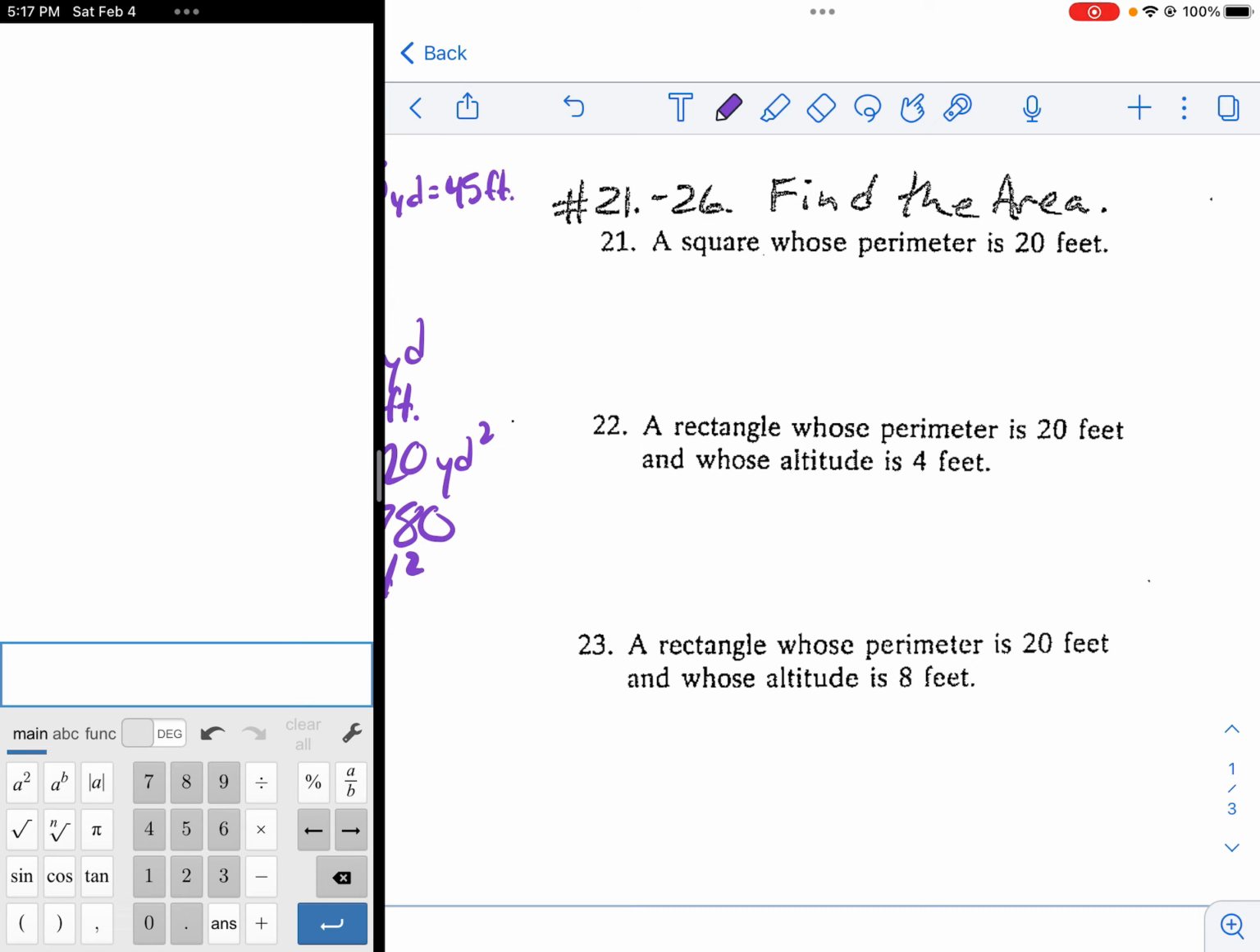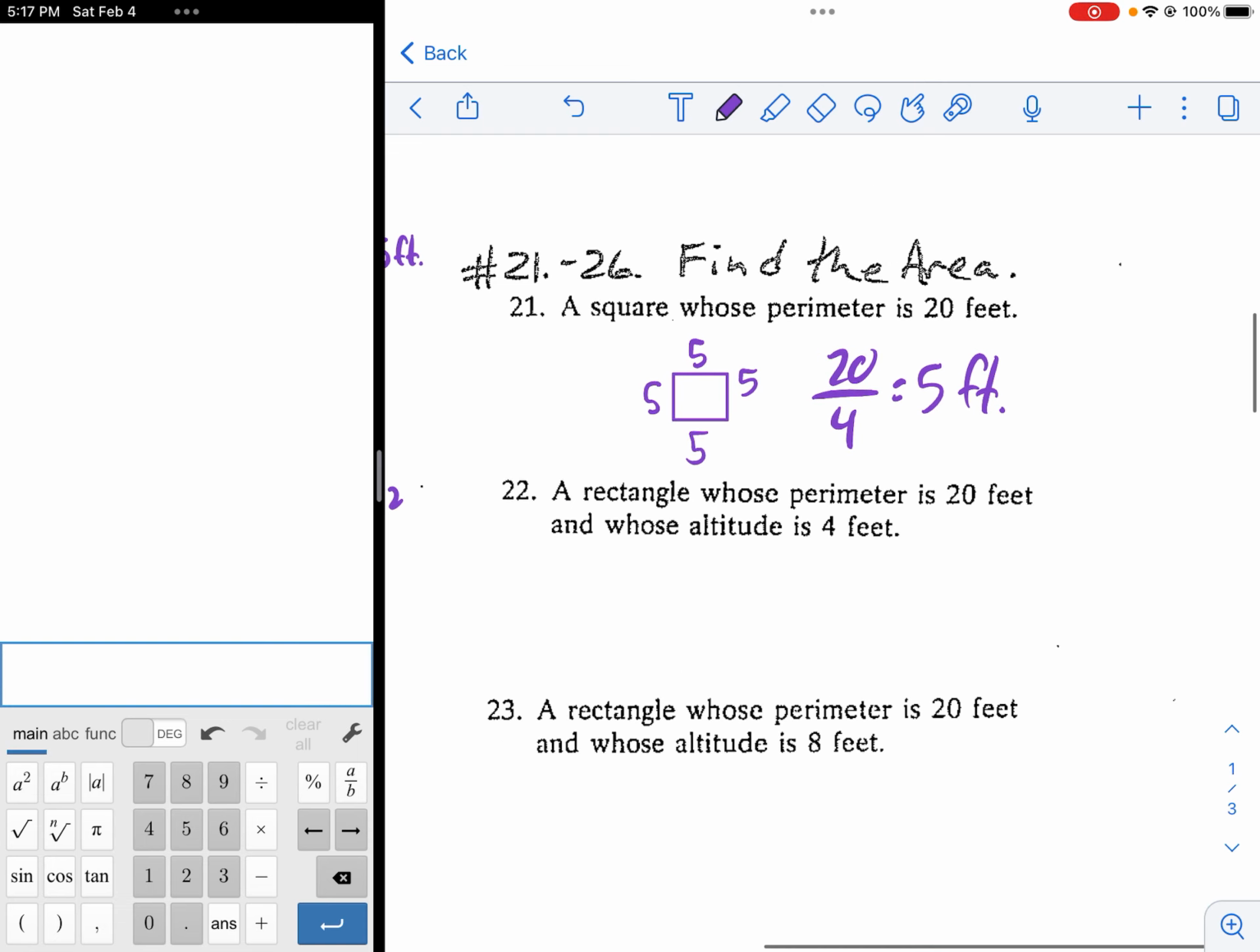21 to 26 asks about finding the area. A square whose perimeter is 20 feet. So we have our square whose perimeter is, it's more of a rectangle, let's try again. Square whose perimeter is 20 feet. So total all the way around is 20 feet, so we can take 20 feet, divide that by 4 sides, and gives us 5 feet per side. So it's a 5 by 5 square. So we can double check our math by adding those up, but that will be correct.